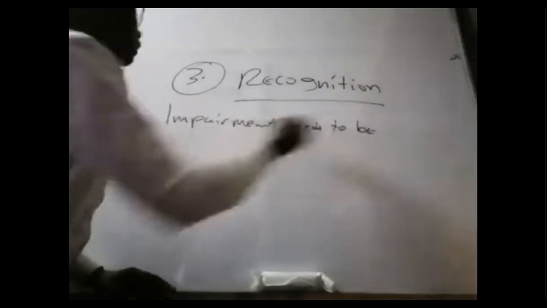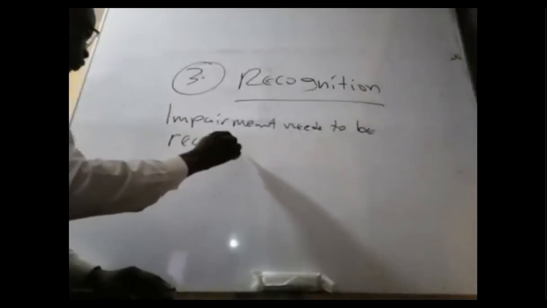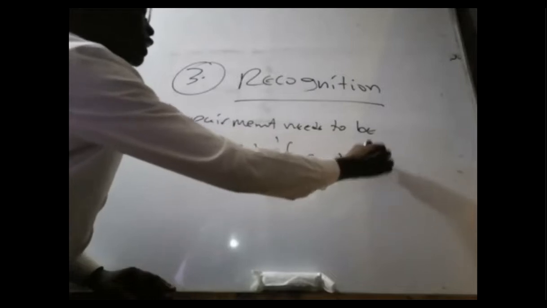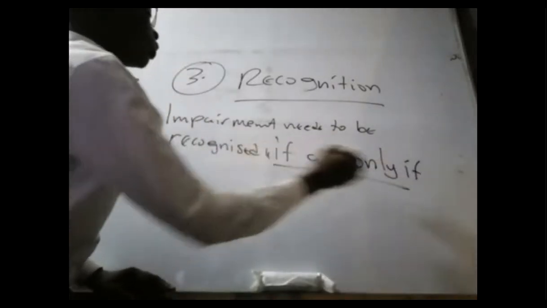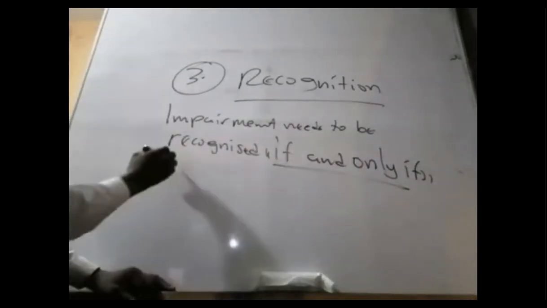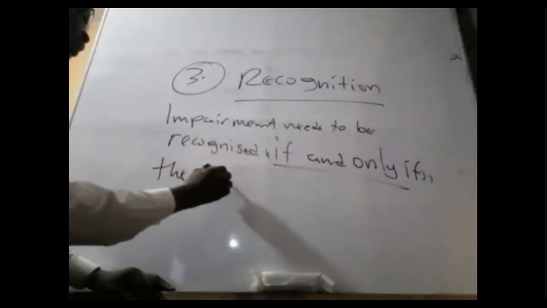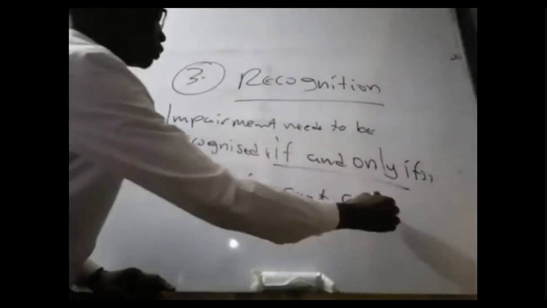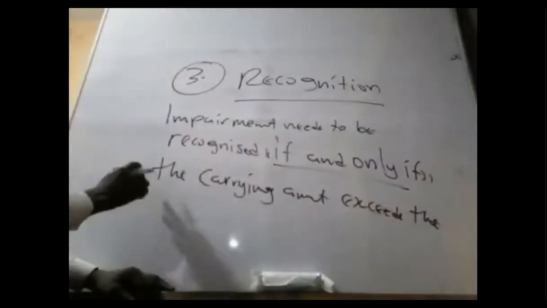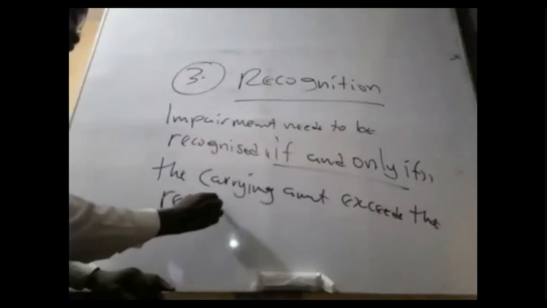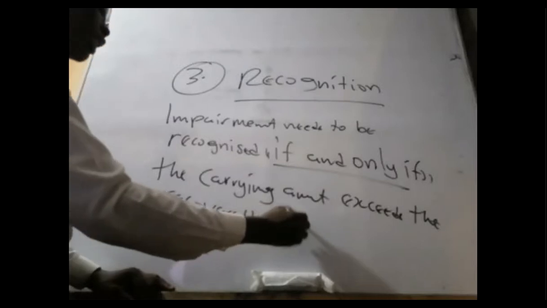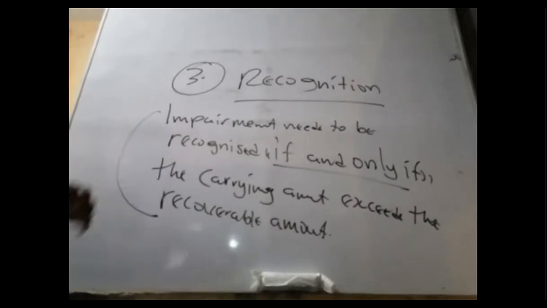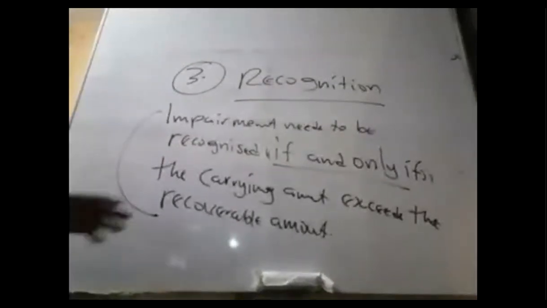It is conditional, take note: if and only if the carrying amount exceeds the recoverable amount. Take note of this. So in summary, impairment needs to be recognized if the carrying amount is more than the recoverable amount. That is all at step two.